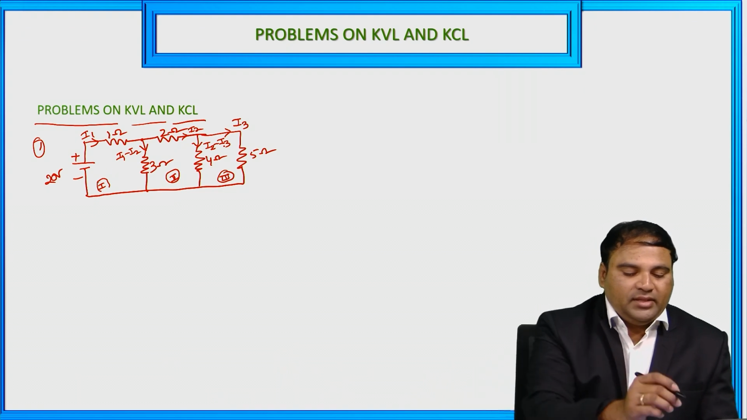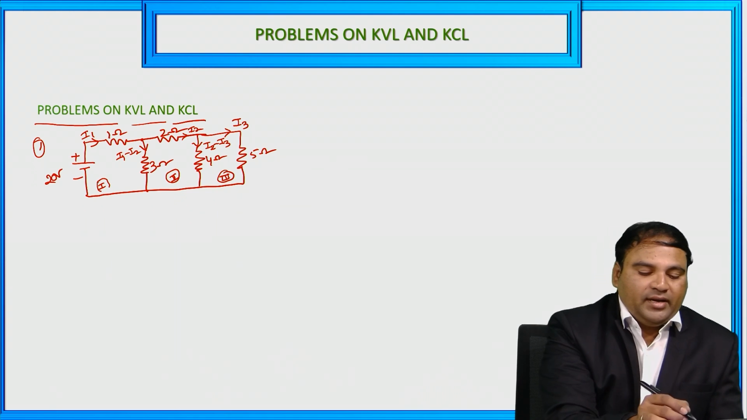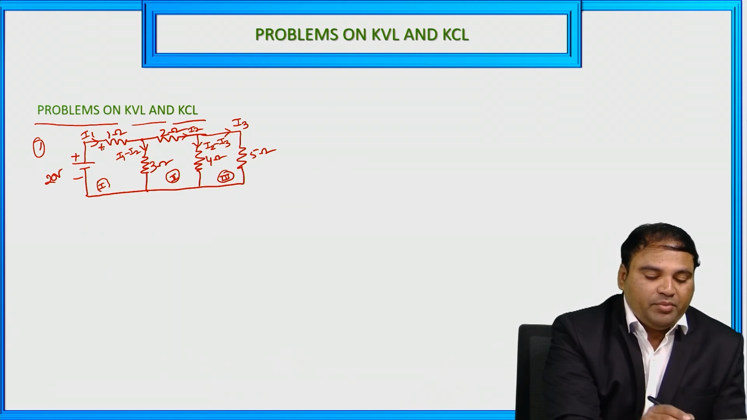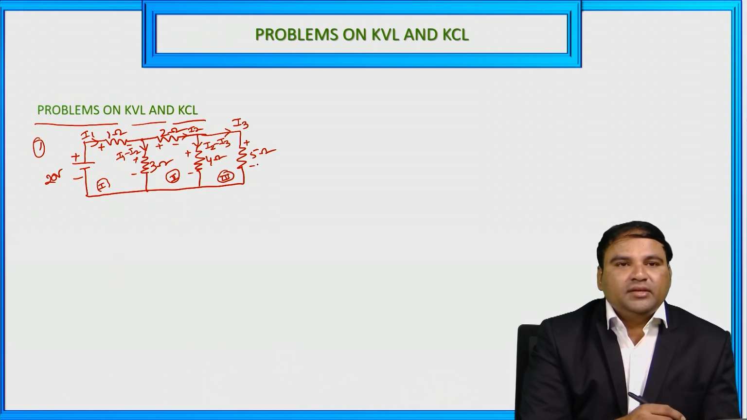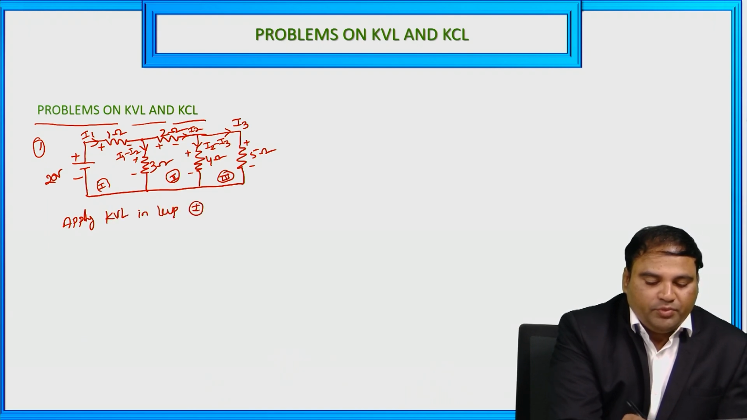Here the 3 loops are in clockwise direction. As per the clockwise direction, we have to give the current directions and assign the polarities here. Starting from positive, minus, this is plus minus, plus minus, this is plus minus, and this is plus minus. Now to simplify, we need to apply KVL in loop 1, loop 2 and loop 3.